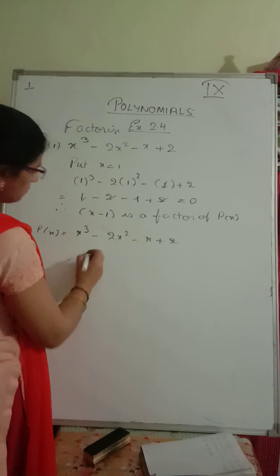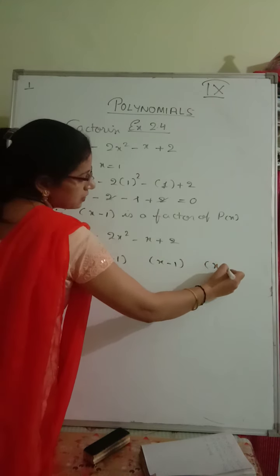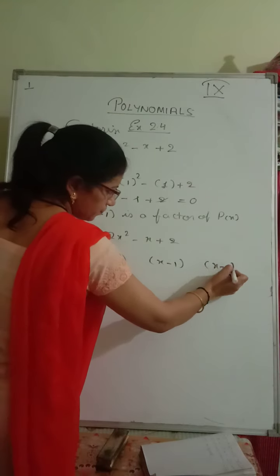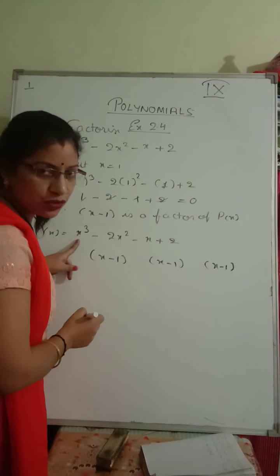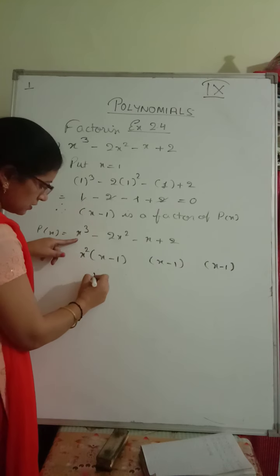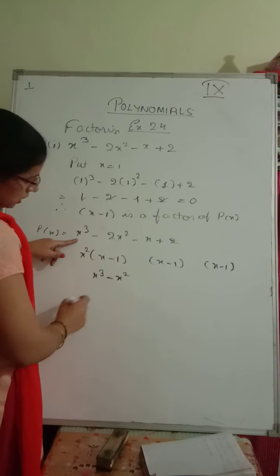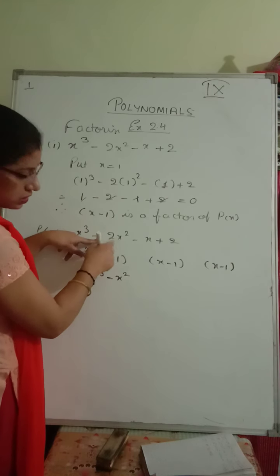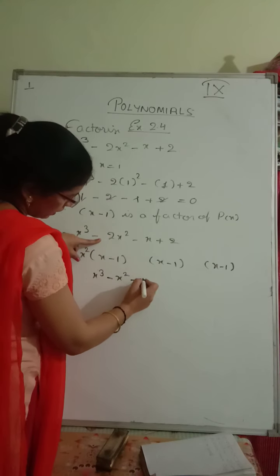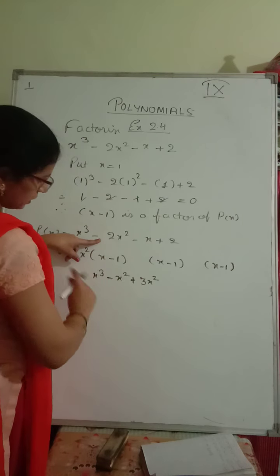So let me write x minus 1 three times: x minus 1, x minus 1, x minus 1. Okay, three times I have written. Now what I have to do, see. Very first I want plus x cube, so here I will multiply it by x square. X square into x, x cube. Now what did I get? This into this also, minus x square. But we want minus 2x square. So how will we get minus 2x square?